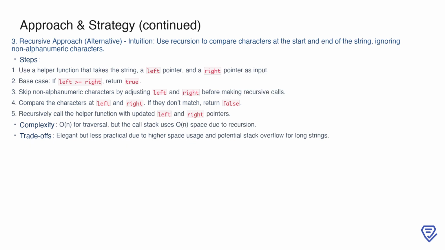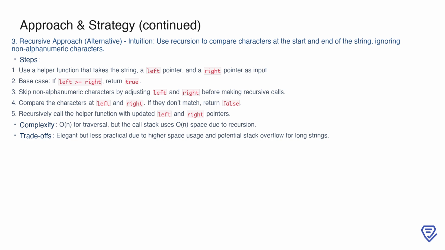Another approach to consider is the recursive method. This technique uses a helper function to compare characters from the start and end of the string, adjusting the pointers to skip non-alphanumeric characters. The base case occurs when the pointers meet or cross, at which point we return true. If the characters at the pointers don't match, we return false.